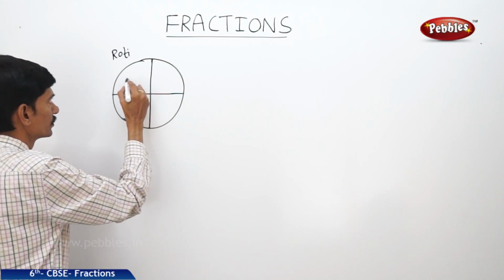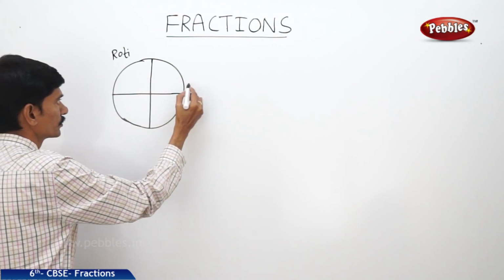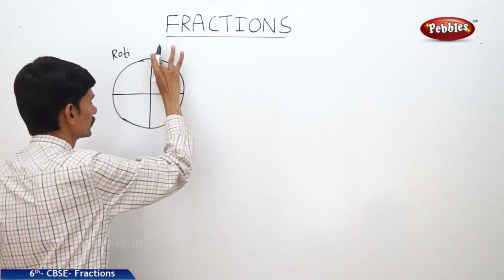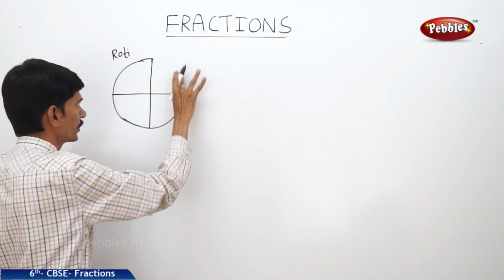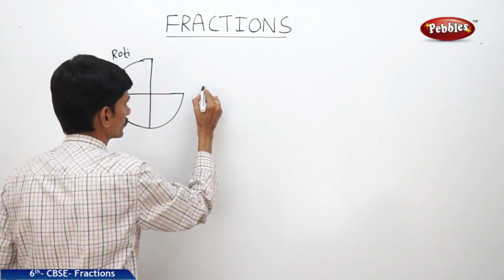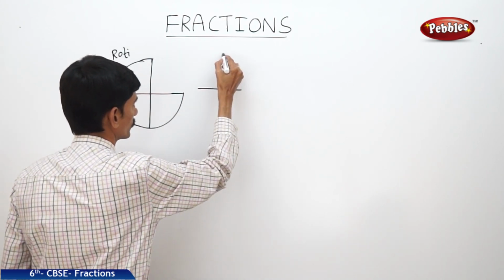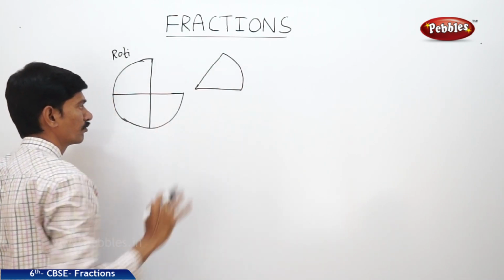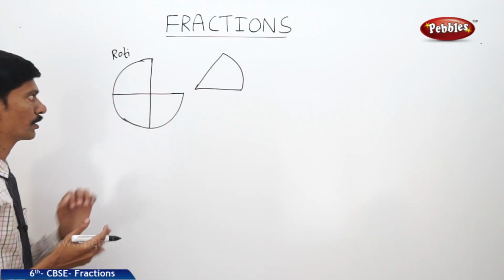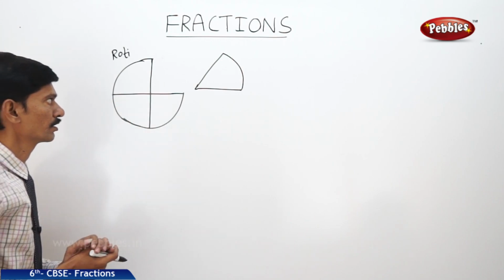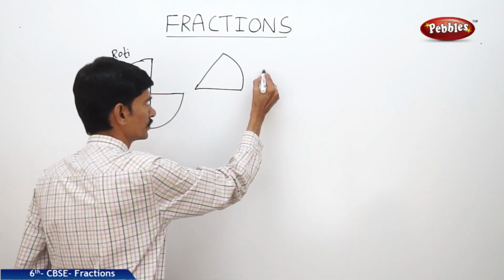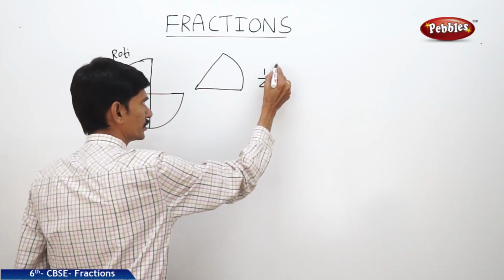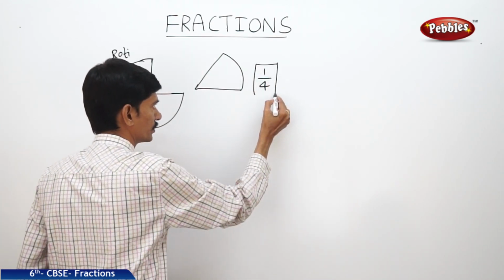Now here, of the four equal parts, if you remove one equal part, now this is one part of the four equal parts of the whole roti. Now this represents 1 out of 4. So this is said to be a fraction.